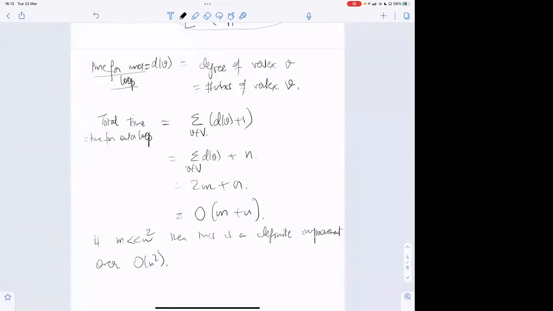So this is called linear complexity. Why is it called linear complexity? Because it is linear in the number of vertices and edges in the input representation.